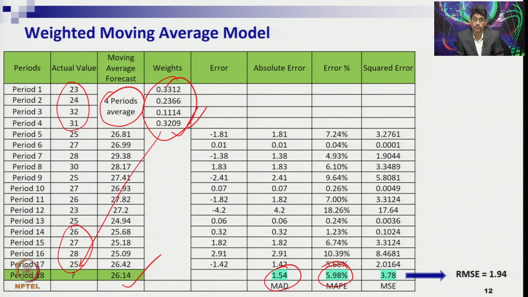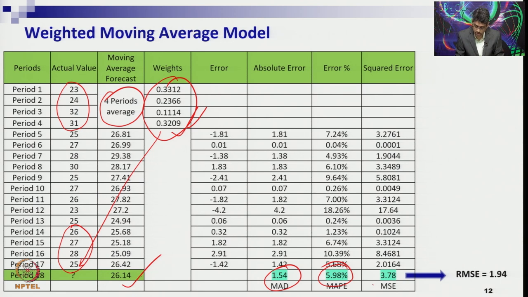Now in the weighted moving average, based on the data pattern, you have given different weights. Since you have optimized the weights and understood the data pattern in a better manner, using optimization software, I'll show you in Excel, you found that the percentage of error is quite a bit lesser than simple moving average also. How much? 5.98. So you select weighted moving average for this data. Even discard the simple moving average, because weighted moving average is giving a better forecast here.